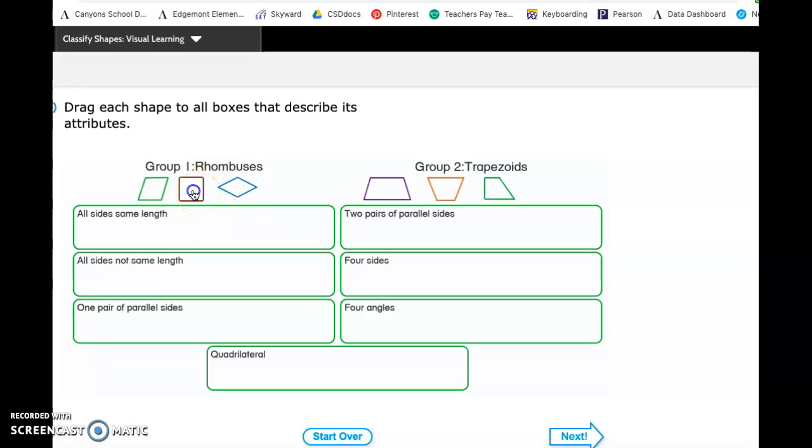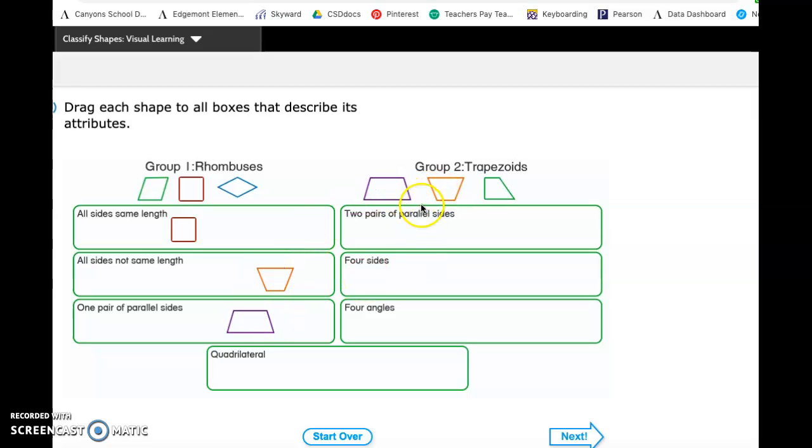All sides same length, that would be a square. All sides not the same length, we could use a trapezoid. One pair of parallel sides. These are parallel, these are parallel. Parallel sides run together and they'll never intersect. They'll never come together. That has two, that has two. Let's see. Ooh, that has one parallel side. This also has one.